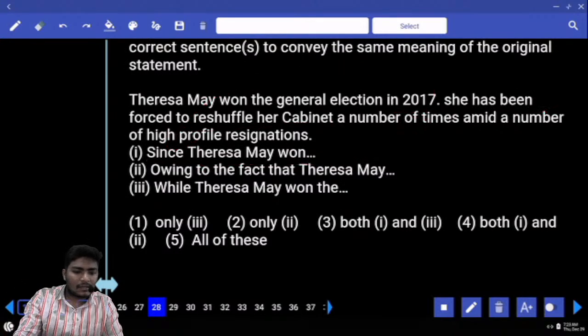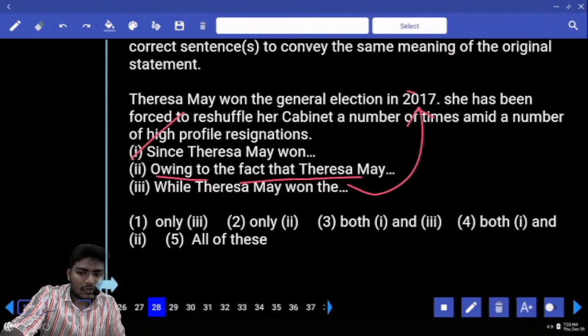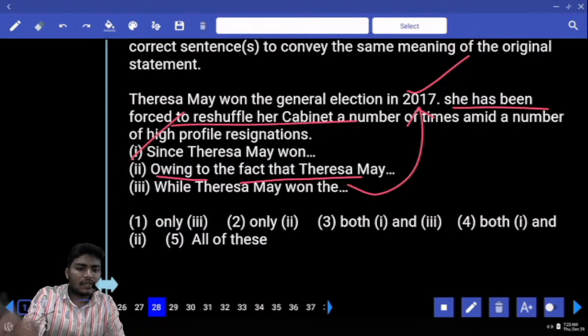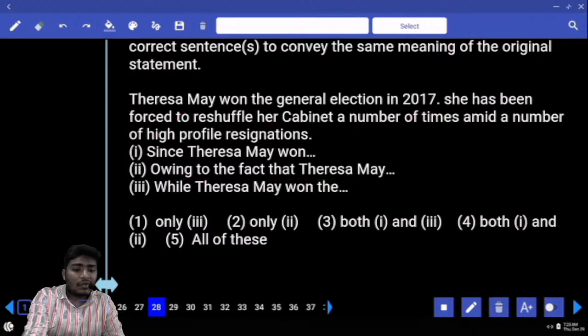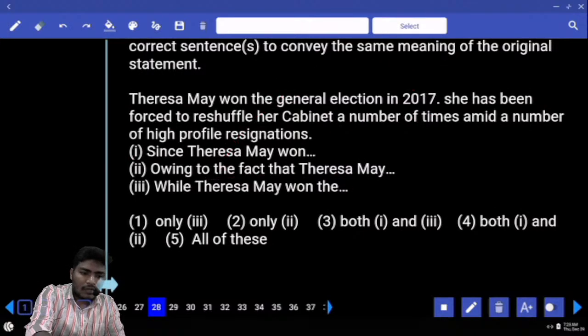Can we use that sentence? Yes, the first one is absolutely okay. Owing to the fact that Theresa May won the elections in 2017, she has been forced to reshuffle her cabinet. We are referring to the fact again. The fact is that she won the general elections in 2017. Both of them are fine.